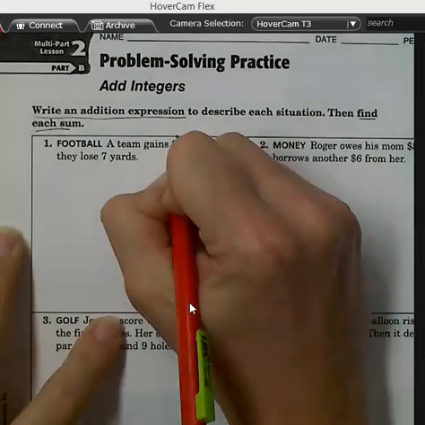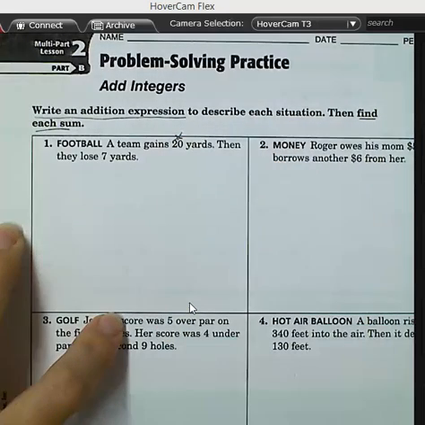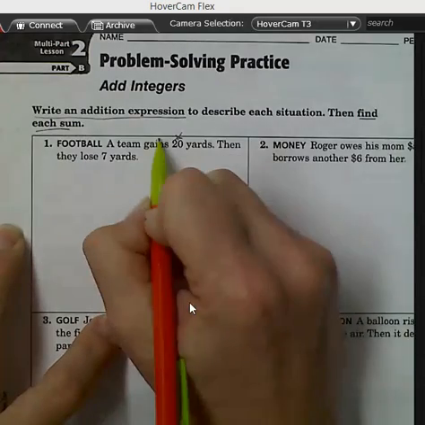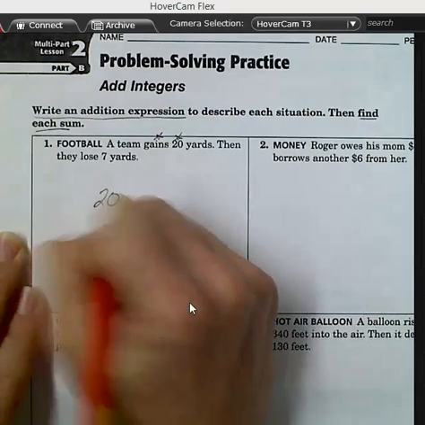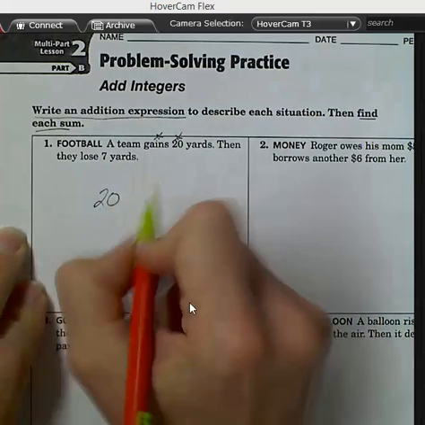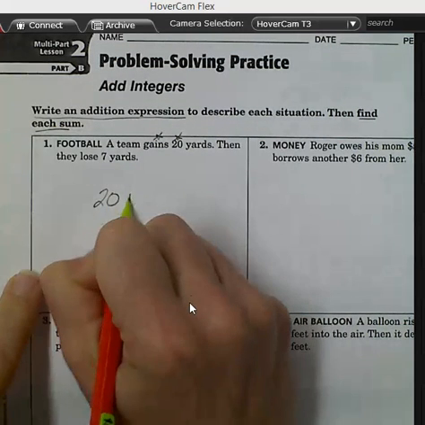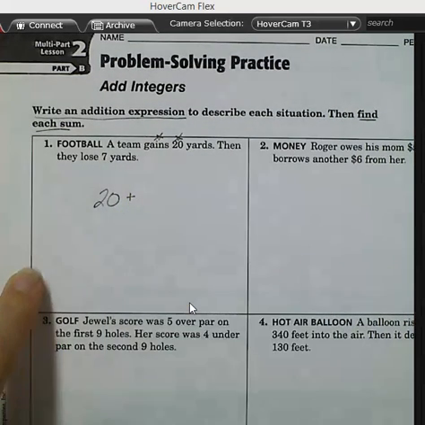20 yards. Are there any keywords by 20 yards that are going to help us know if it's positive or negative, Naomi? Yeah, good. Does that mean positive or negative? Positive. Perfect. So I'm going to write a 20. Remember, positive ones do not require signs. And it says addition expression, so I have to use a plus sign because the directions say so. What's another keyword or phrase? Go ahead, Aubrey.